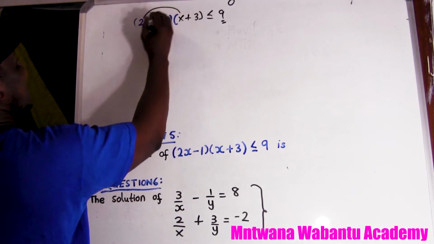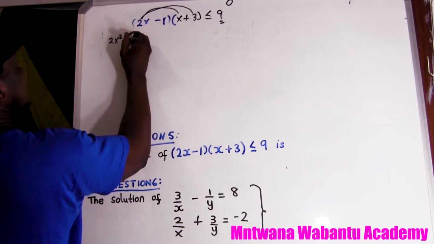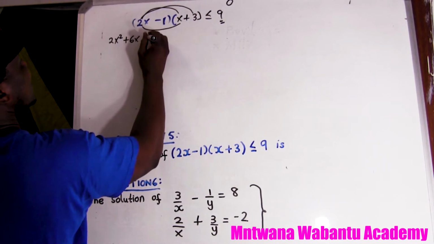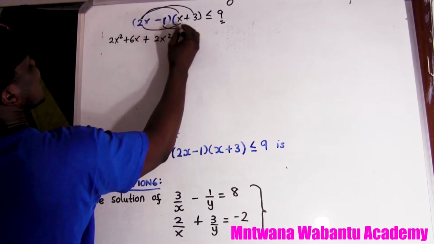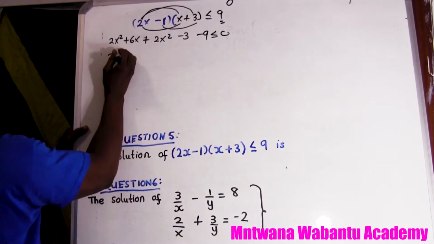Now, multiply. 2x times x, 2x squared. 2x times 3, it's going to be 6x. Now you count this one. This is going to be plus 2x squared. And this is going to be negative 3. Take it over. Negative 9 less than or equal to 0. Now, this is going to be 2x squared.